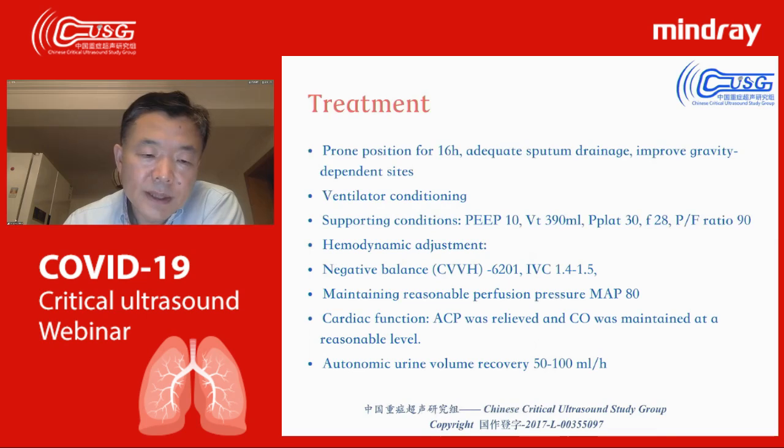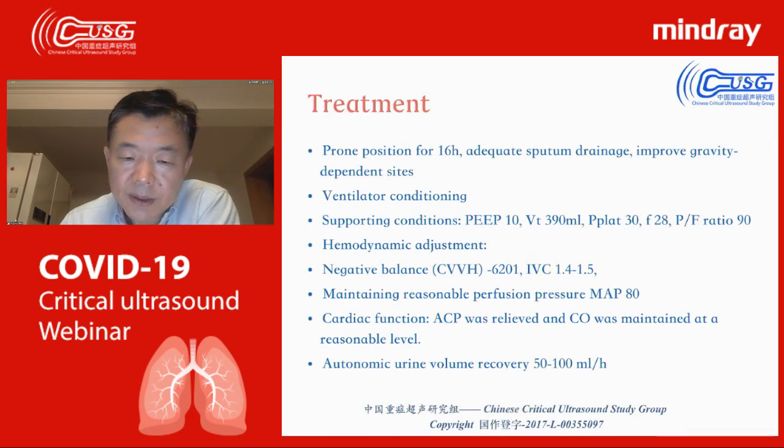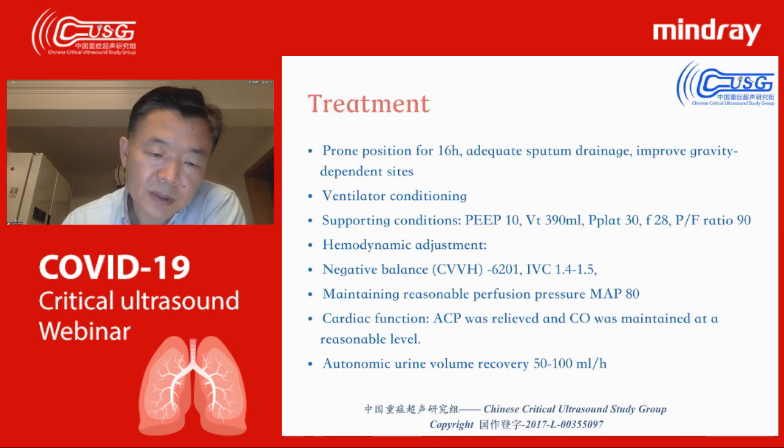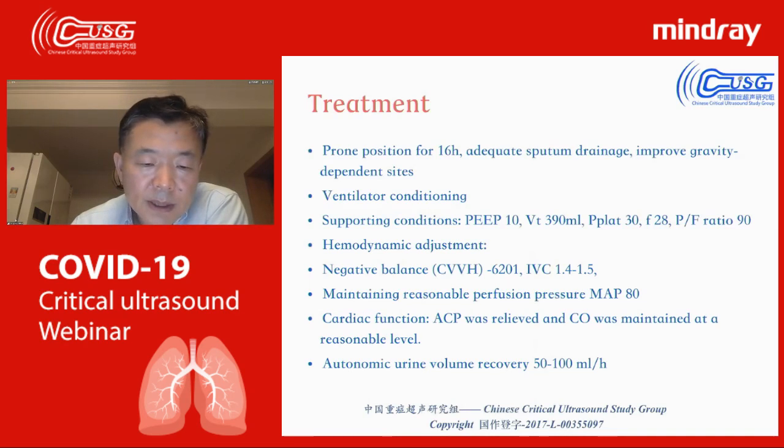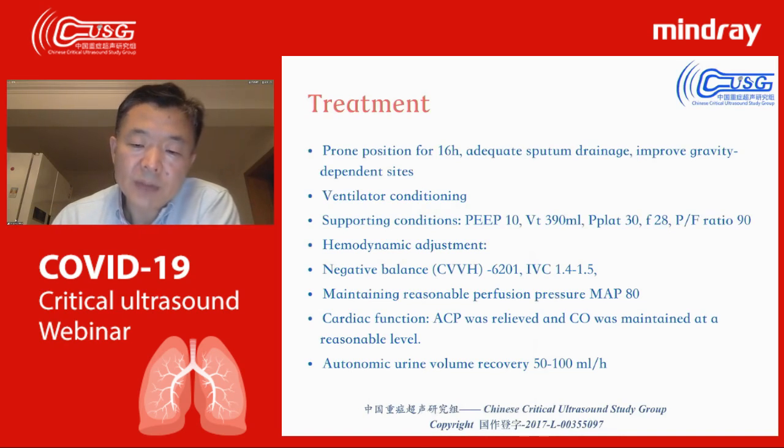And they still maintained the blood pressure; the perfusion pressure is okay because the mean blood pressure is 80. So the acute cor pulmonale is now relieved, and CO was maintained at a reasonable level. That means lactate is okay. And the spontaneous urine volume recovered to 50 to 100 milliliters per hour.